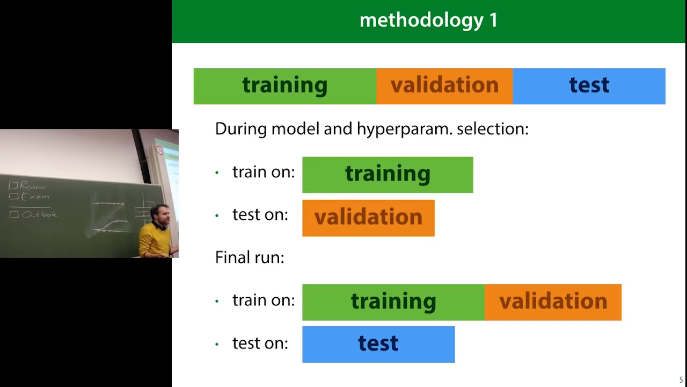And then if you have, let's say, 25 different settings for your hyperparameters, you train 125 times. So, you know, these things all add up. It gets very expensive.